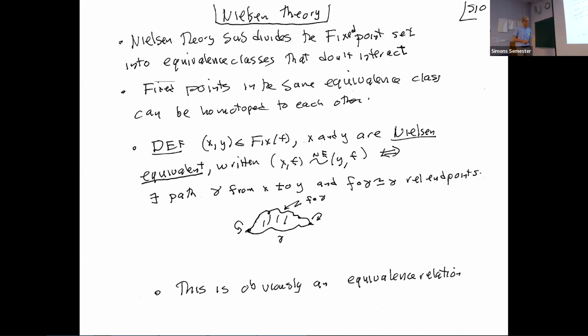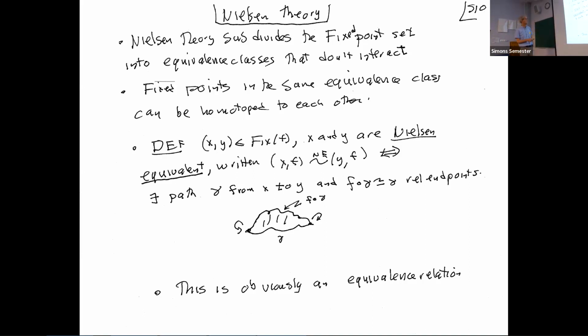All right, so here's Nielsen theory. I did this before, but as I said, I'm going to abelianize it. So the idea is to subdivide the fixed point set into equivalence classes. And the equivalence classes, at least heuristically, can all be collapsed to each other. So here's the definition. We have a pair of fixed points. They're Nielsen equivalent if there's an arc from one to the other, and when you hit the arc with the map, the image arc is homotopic to the original one.